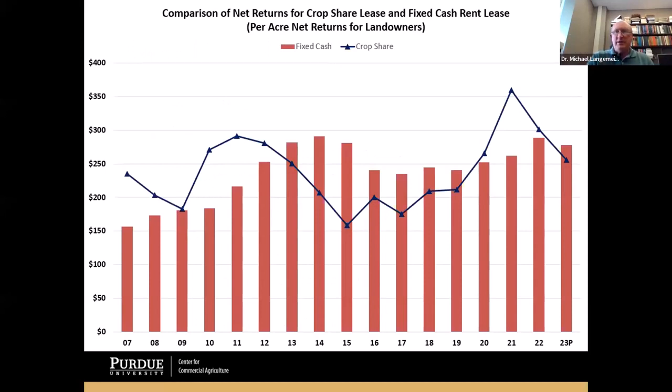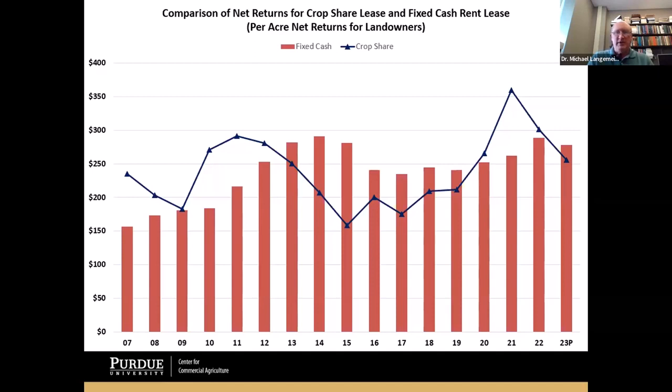So let's take a look here at some charts, kind of look at the risk sharing, and then we'll address some questions related to these three different types of lease. And so this is comparing crop share and fixed cash rent. Notice here, crop share hits home run in some years. And so 2007, 2008, 2010, 11, 12, returns were pretty high for that crop share lease. Again, in 2021 and 22, particularly 21, crop share lease did extremely well.